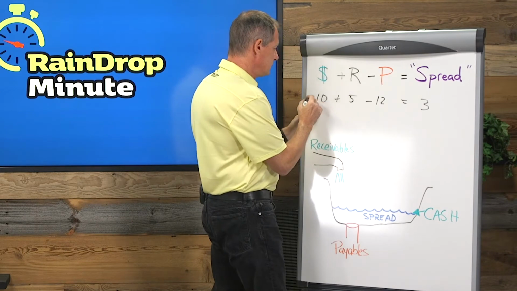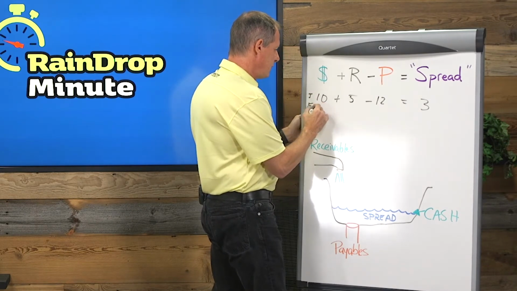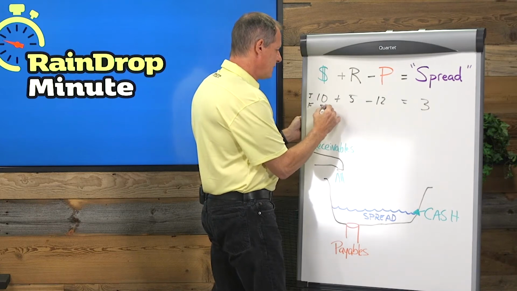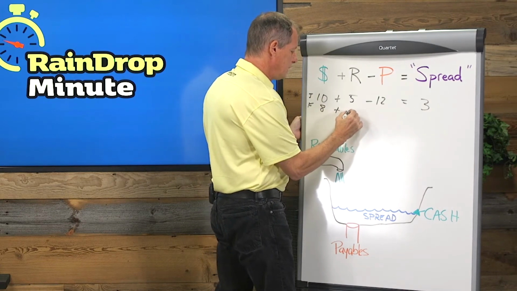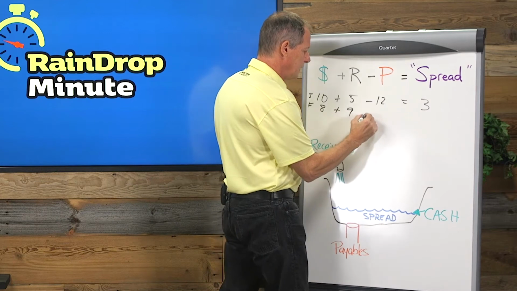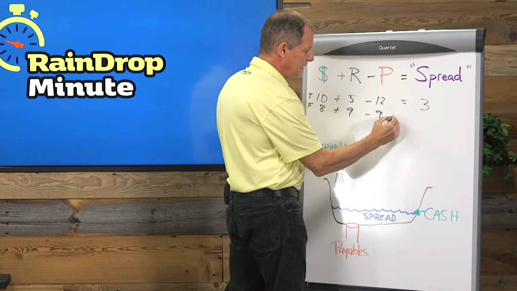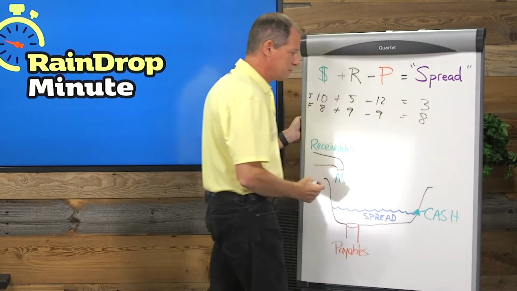So let's say this is January, and then in February, you do it again. You keep a little spreadsheet and you say, oh, now I have $8,000 in the bank. People owe me $9,000, and I owe $9,000. So 8 plus 9 minus 9 equals $8,000 is my spread.